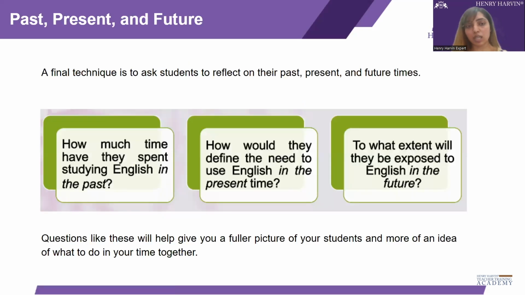All right, the final technique can be to ask students to reflect on their past, present, and future. In the past, how much did they learn about English? Typically, did they learn grammar? How are they when it comes to constructing sentences and talking to anybody? Are they good with grammar? How would they define the need of English in the present time? What exactly do they want to achieve with this class? Because it matters a lot.